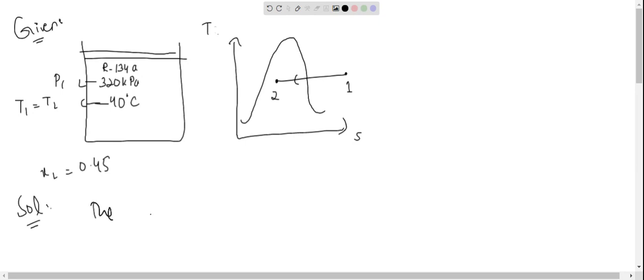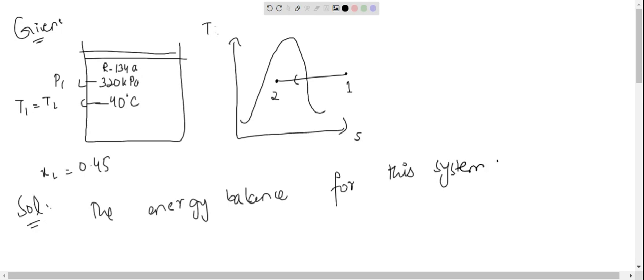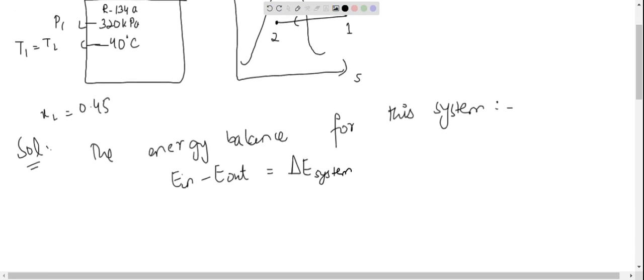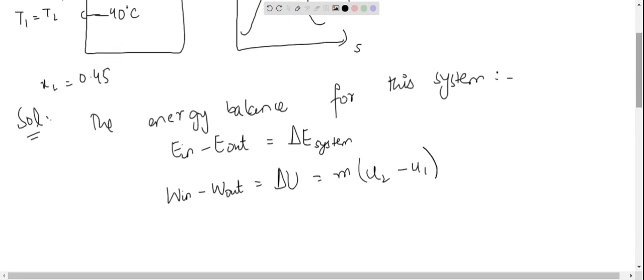We take the energy balance for this system that can be expressed as energy in minus energy out that is equal to the change of rate of energy of the system. So that our work in minus work out that is equals to del U that is equals to m (u2 minus u1).